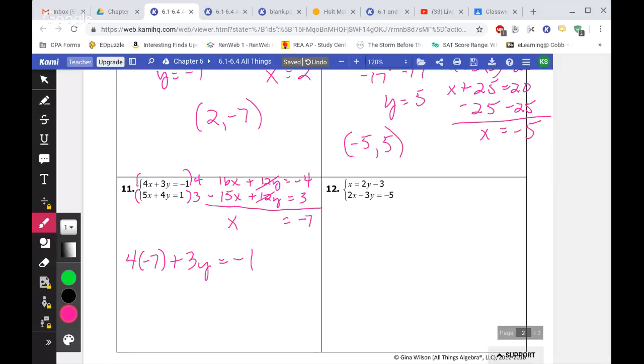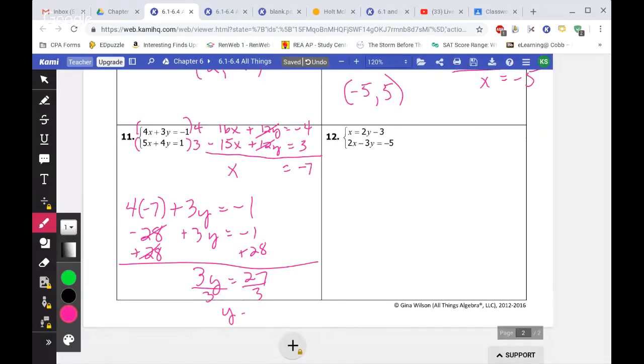And I substitute that -7 in for x. So 4 times -7 is -28 plus 3y equals -1. I'm going to add 28 to both sides. I've got 3y equals 27. Divide both sides by 3, and I get y equals 9. So the place where these two lines would intersect, or the solution to this system of equations, is -7, 9.